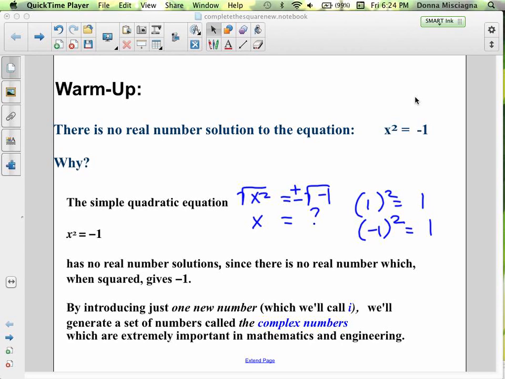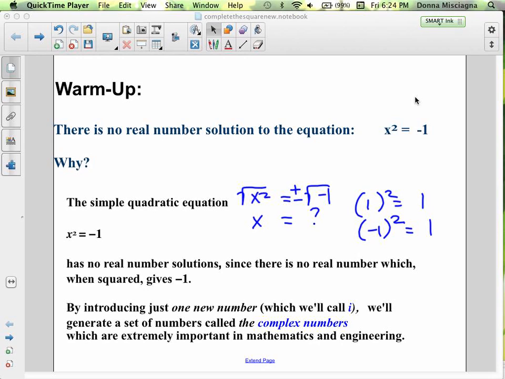Well, I'm not sure. Right? If I square 1, I get 1. If I square -1, I get 1. So x squared equals -1 has no real number solution, since there's no real number which when squared gives -1.